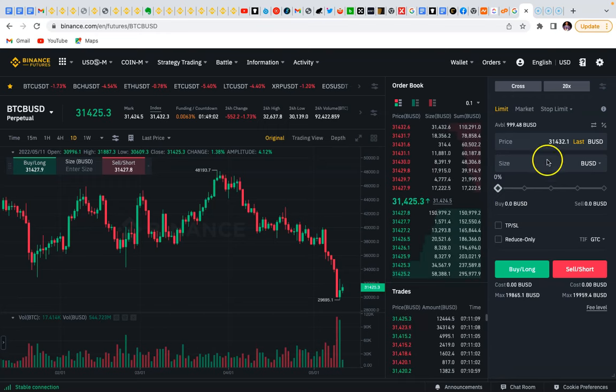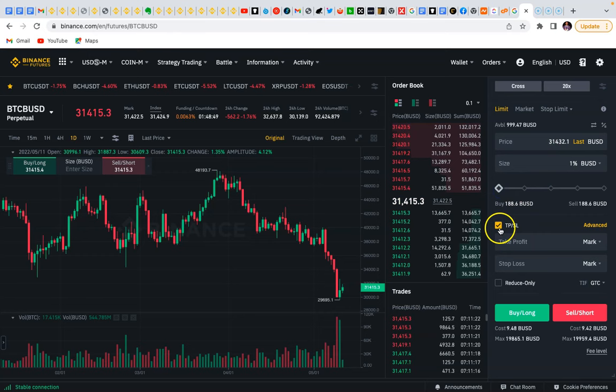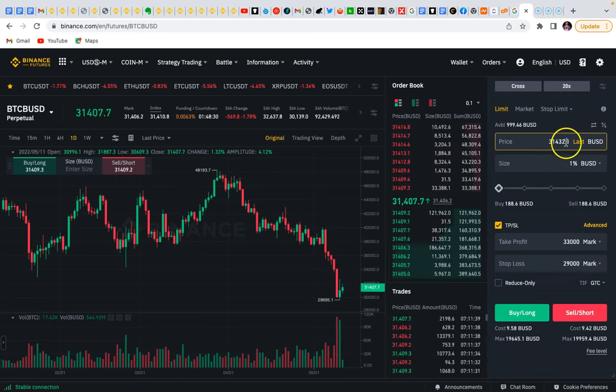So I'm going to open a long position with just 1%. My take profit, like I said earlier, is 33,000, and I'm keeping my stop loss at, let's say, 29,000. I'm taking the last price of the seller, so I'm opening a long position.